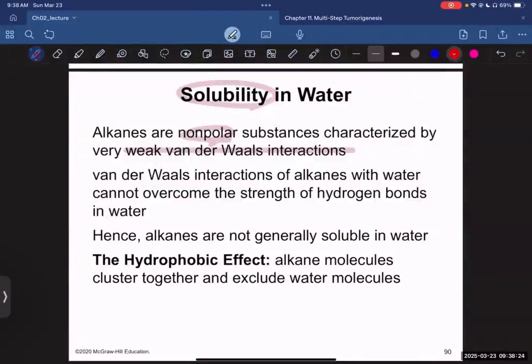However, the van der Waals interactions of alkanes with water aren't going to be strong enough to do so. And that's why alkanes are not really going to be soluble in water. This effect is called the hydrophobic effect, because they can't break the intermolecular forces between the water molecules. These non-polar alkanes are going to cluster together and form an aggregate to exclude all of the water molecules.